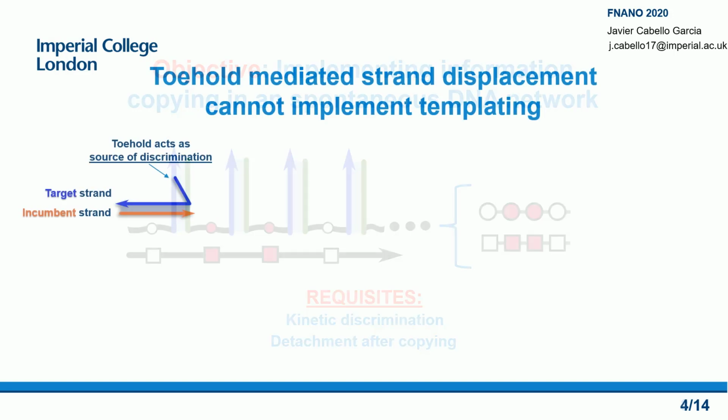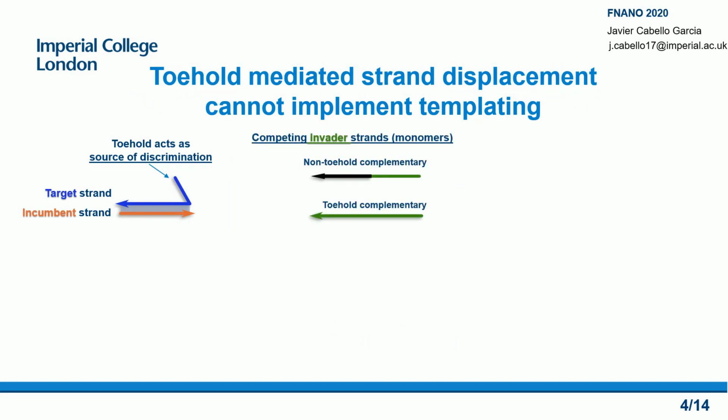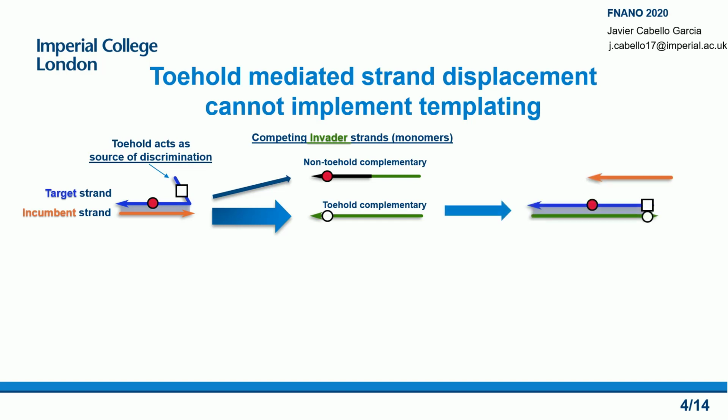Toehold-mediated strand displacement looks already like a good candidate to implement templating. If you have two invaders equally complementary to a target binding domain, their reaction speed will be fully determined by toehold complementarity. The toehold acts in this case as the specific recognition element that discriminates which monomer binds. This is already great for our purposes.